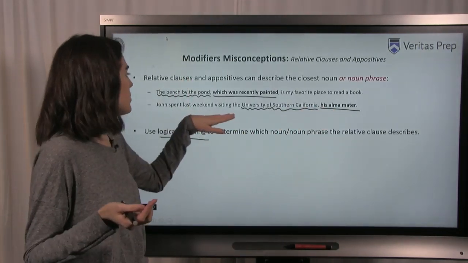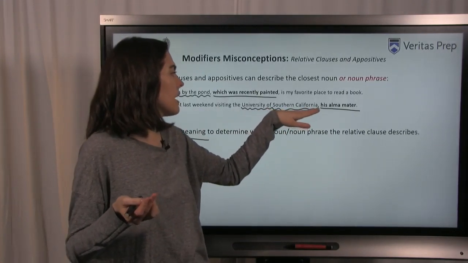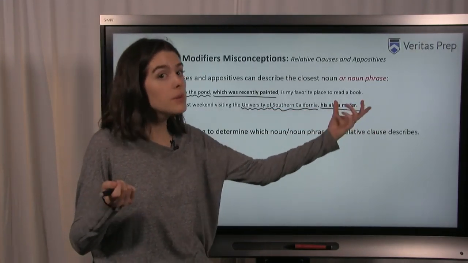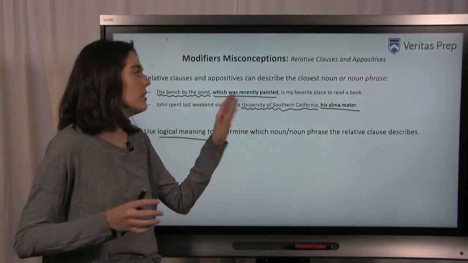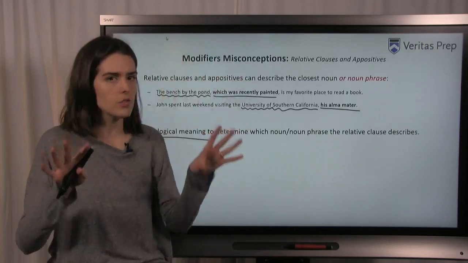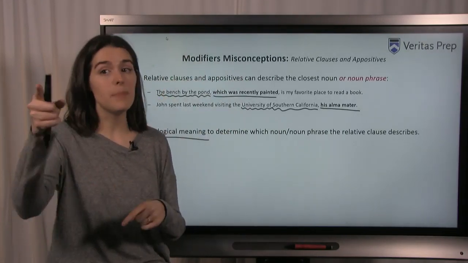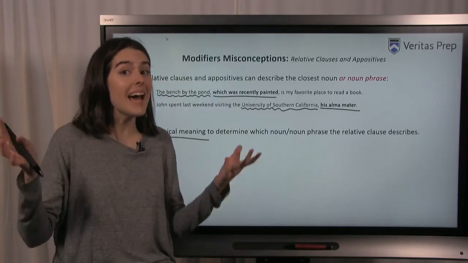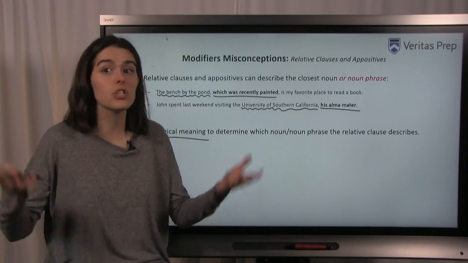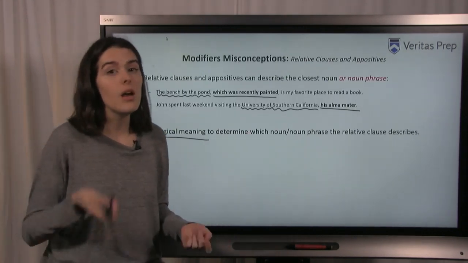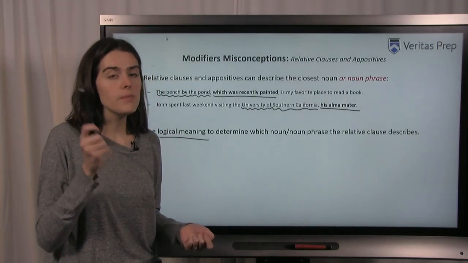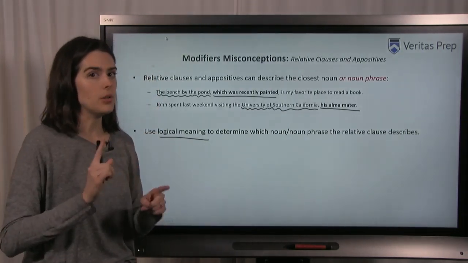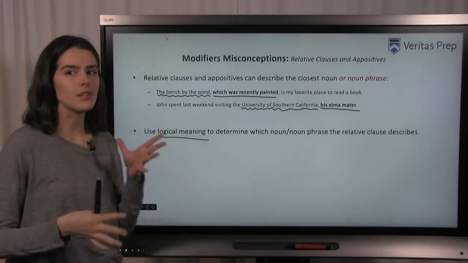John spent last weekend visiting the University of Southern California where he grew up. All right, then it's more likely to describe Southern California. But that's a little bit weird because University of Southern California we usually think of as one thing, but that would be okay. Yeah, bench by the house which was recently painted, that would be ambiguous. Is it the bench? Is it the house? I don't know. Appositives are noun phrases, Indrian. So that might be one to look up on your own time just to make sure you're really confident.